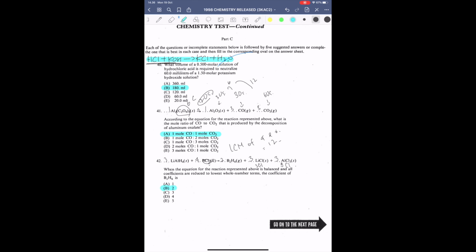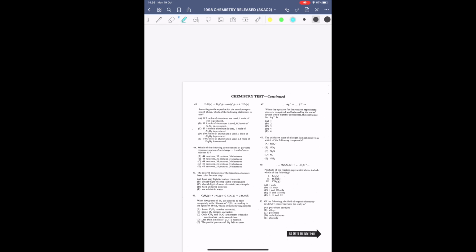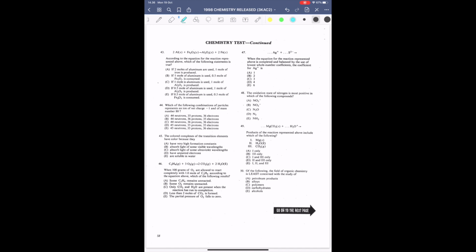Now let's move on to number 43. According to the equation for the reaction represented above, which of the following statements is true? If 2 moles of aluminum are used, 1 mole of iron is produced.